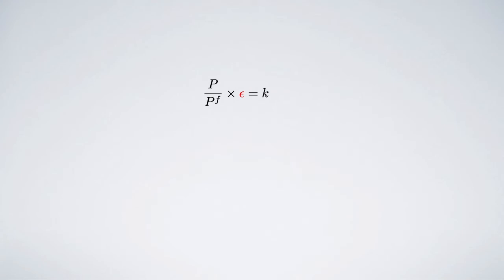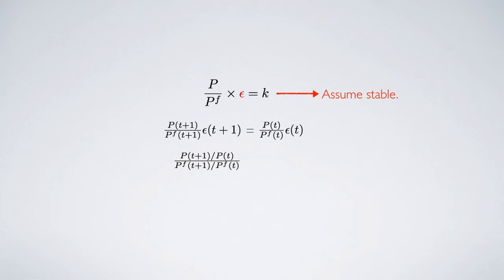which may not be equal to 1. If we assume, however, k to be some stable number, then though real exchange rates are different from 1, tomorrow's real exchange rate will be equal to today's real exchange rate. If we rearrange the equation, it gives us the following expression, saying that the price growth of the home country, P, over the price growth of the foreign country, PF, will be equal to the exchange rate today over the exchange rate tomorrow, which can be rearranged this way.